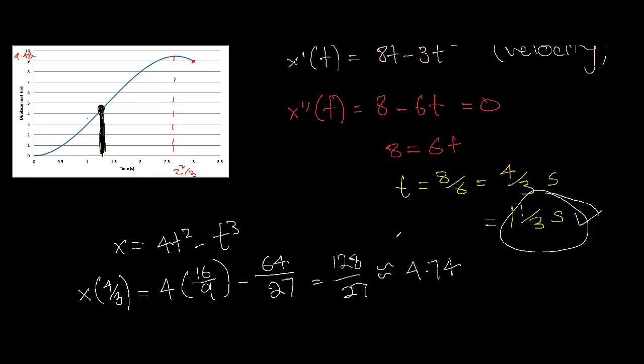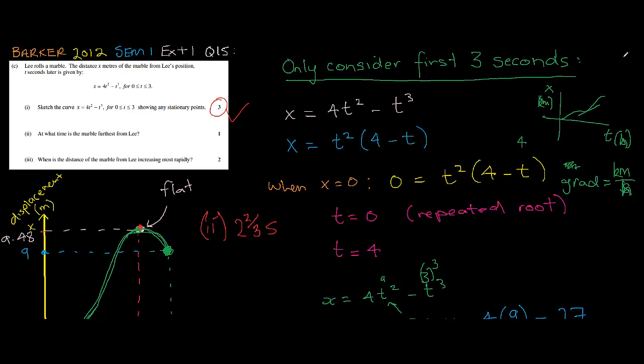So you can see at this point that corresponds to the graph, doesn't it? Because there's this point of inflection, or the point where the gradient is the steepest. At this point here, 4.74 roughly meters. Beautiful. Okay. Well, that's everything. So that was a 2 marker there, and we had a 1 mark for this 2 2/3 seconds as the time the marble was furthest away. So I hope that was clear, guys.